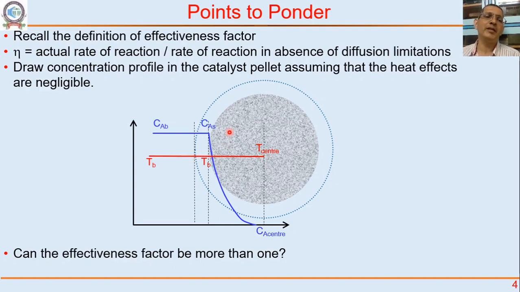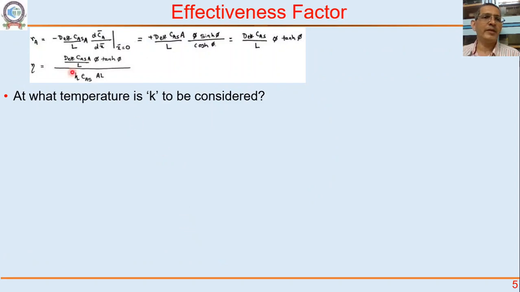Now the question I am asking: can the effectiveness factor be more than one? Think about this. What is our definition of effectiveness factor? Effective diffusivity, CAS, A, over L, times phi tanh phi, divided by K CAS A and L. A is the cross-sectional area. A just cancels out. Important point: this A is going to cancel out. It's not important.